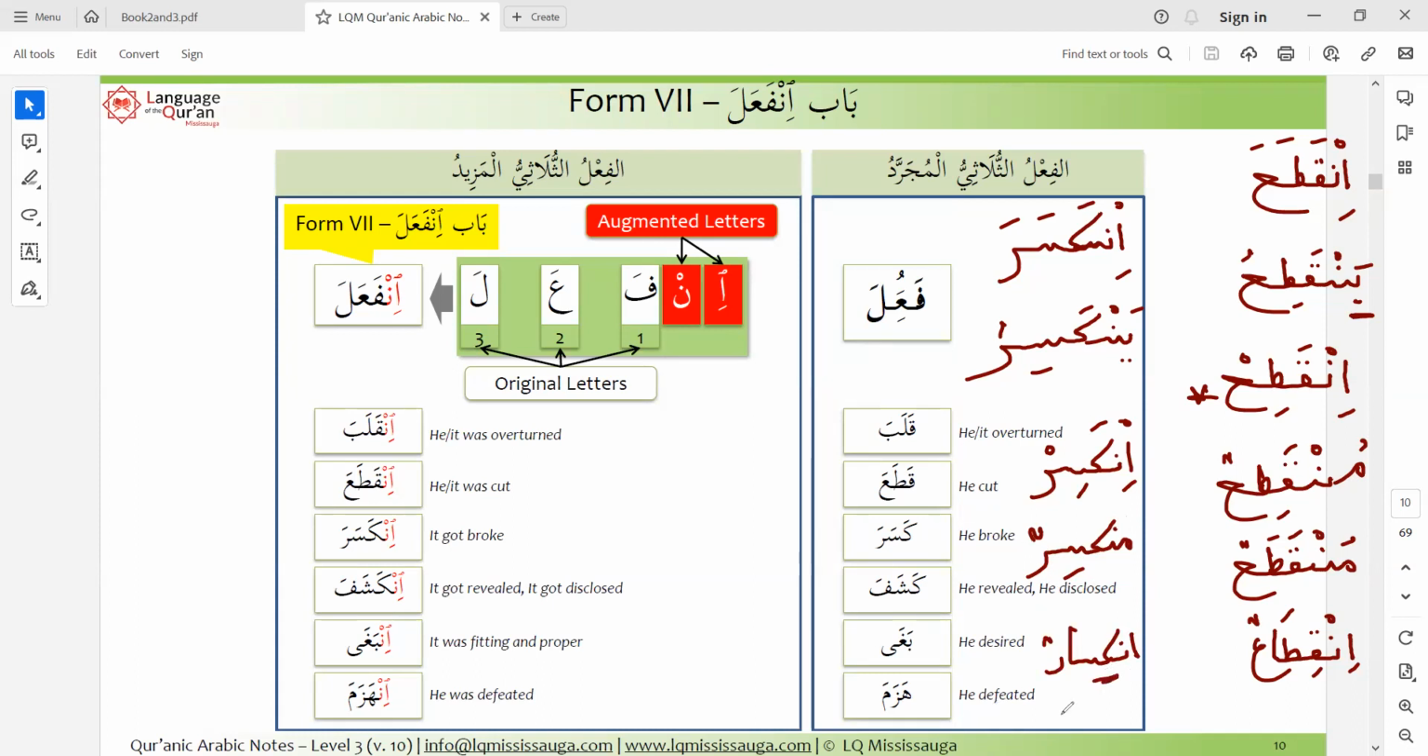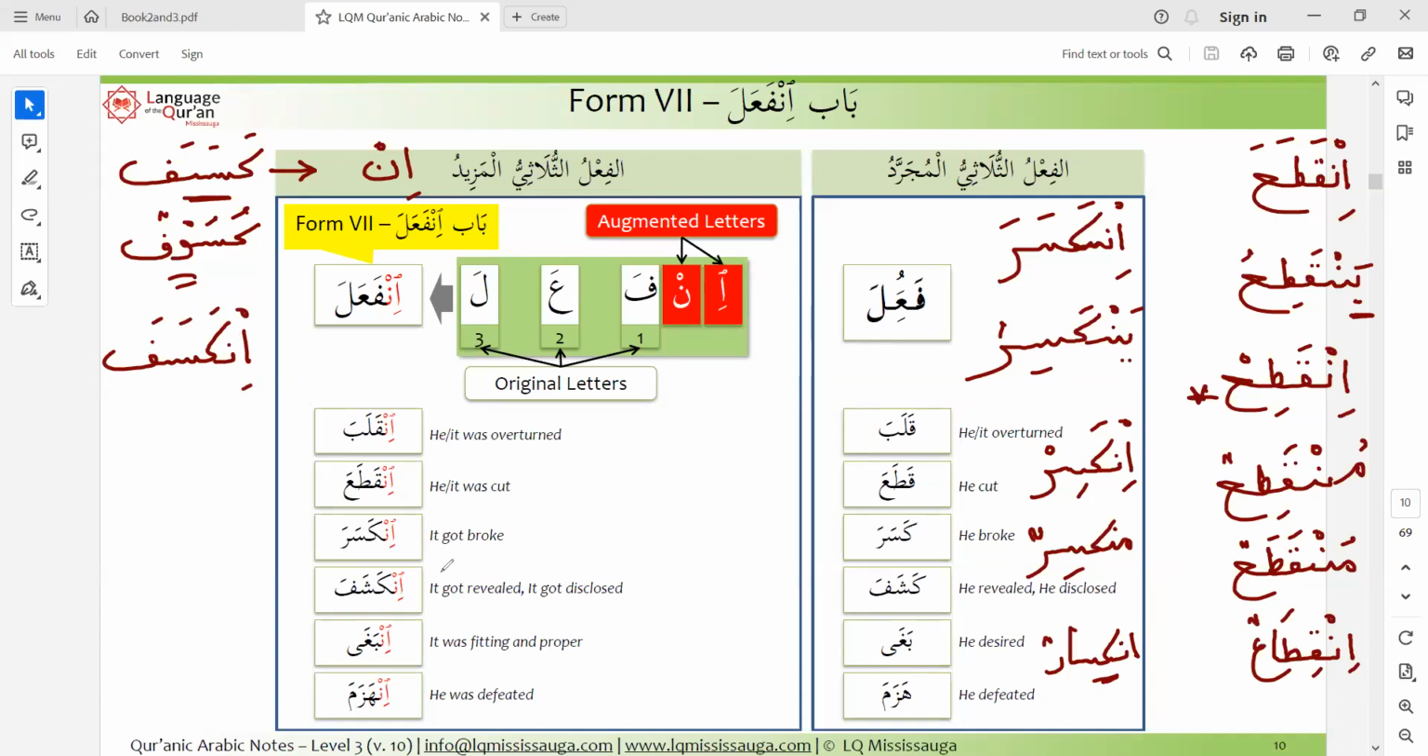We do have another friend. Do you know the meaning of kasafa? This is kasafa with sin. From this we get kusuf. Do you know the meaning of this? Kusufun means eclipse, solar or lunar. So kasafa, kusuf. If we add alif nun to this, we get inkasafa, correct? Because we have inkashafa as well, I'll come to that.